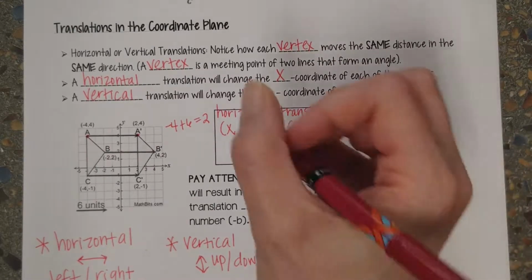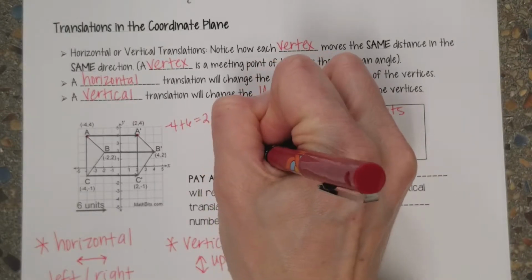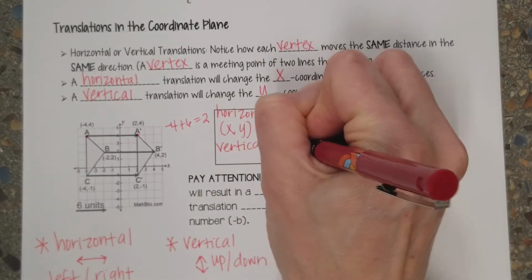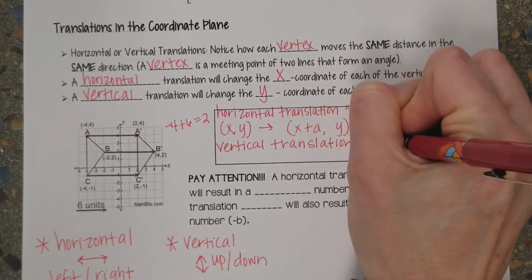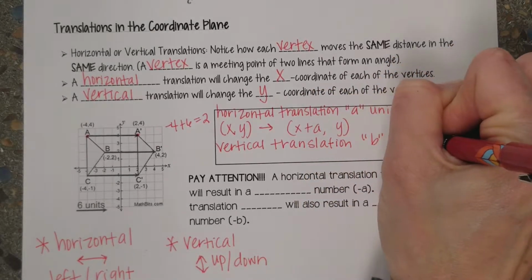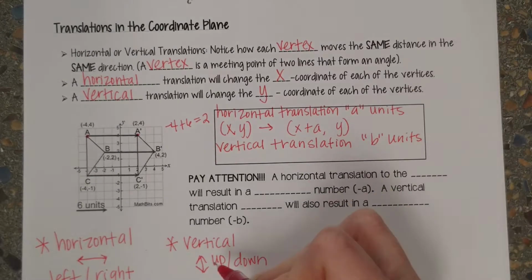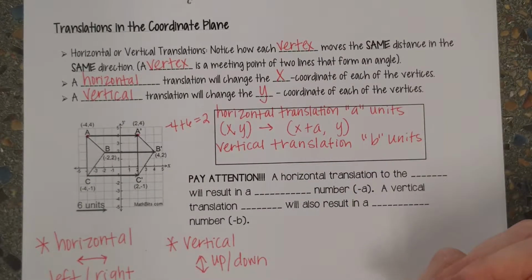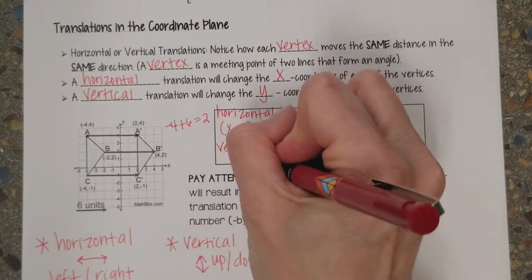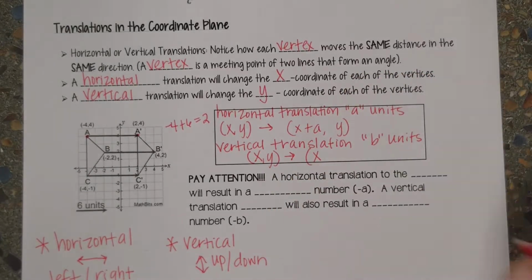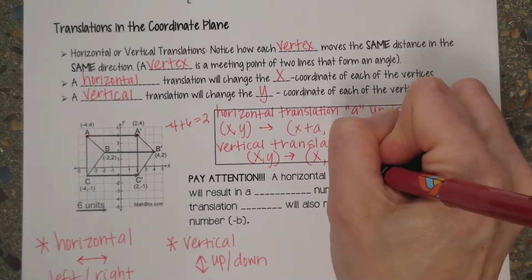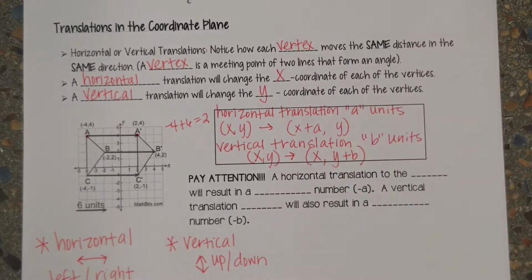So a vertical translation, an up and down one, we already said changes our y coordinate. So we're going to call that b units. So we're going to translate vertically by b units, whether that's 7, 12, 562, whatever it is, that's what we're going to translate it by. So we start with the point (x, y), and this time our x will stay the same, but we're going to add this number of units to our y.